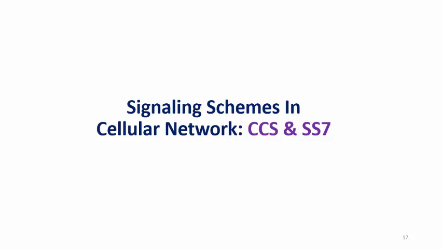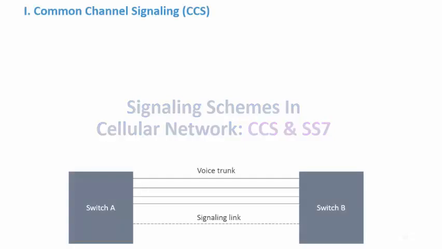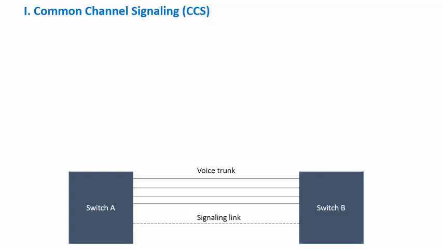Dear students, in this video lecture we are going to discuss the different signaling schemes which are mainly observed in mobile cellular network, that is common channel signaling and signaling system number 7. So here we can see the typical arrangement which is observed in common channel signaling.